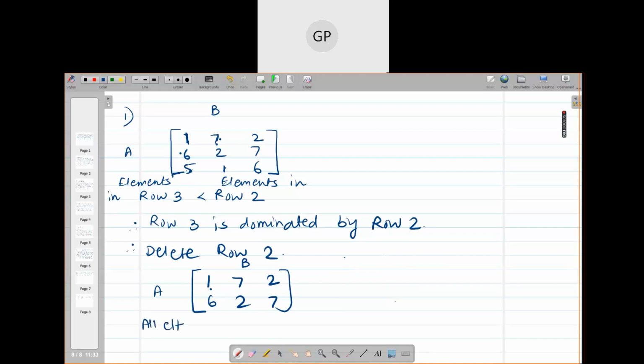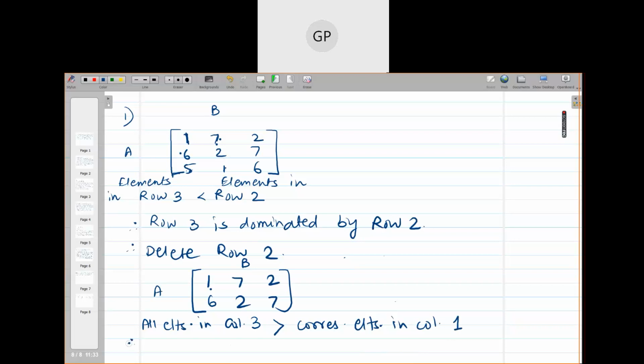So which column is dominated? All elements in column 3 are greater than the corresponding elements in column 1. So which column is dominated? Column 3. Yes, the biggest column is dominated. Column 3 is dominated by column 1. Therefore delete column 3.